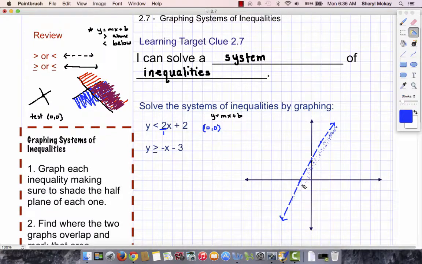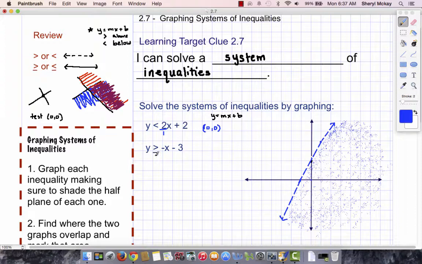So I'm going to shade this side of the line very lightly. The reason I'm doing it lightly is because I'm going to be covering it up. I want to be able to see the section where my two overlap, and if I do this too darkly, I'm going to have a big mess. So there's my half plane and it's shaded. Now I've graphed one inequality.